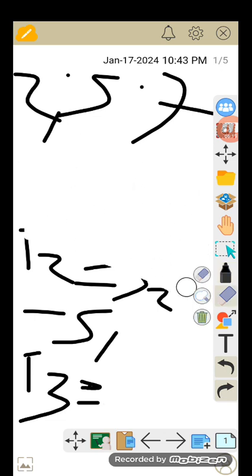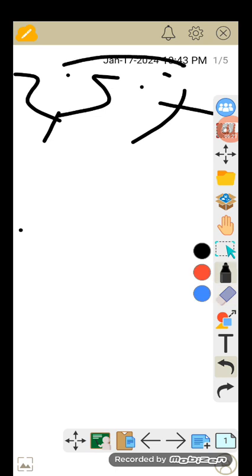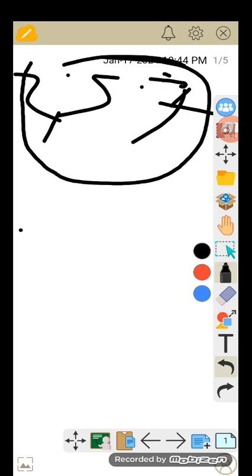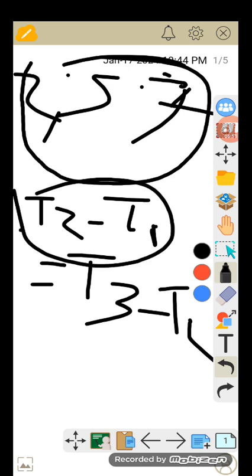In order to show that this sequence is an arithmetic sequence, it means that T2 minus T1 must be equal to T3 minus T2. You see? Like that. Remember, T2 minus T1 is 3. Plus 3.